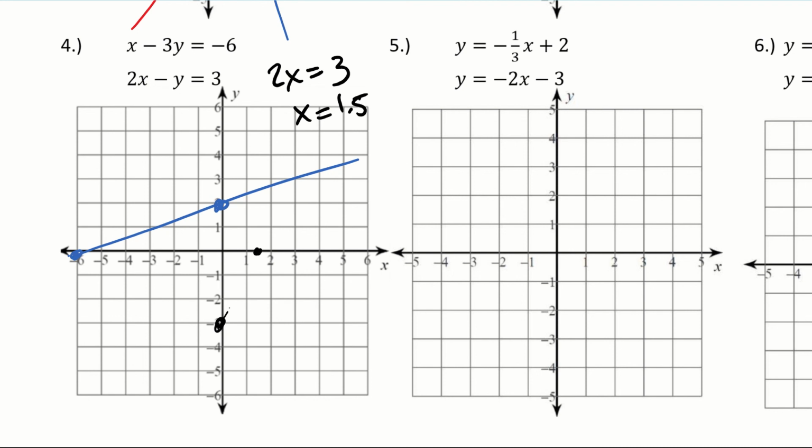When we draw that, since the other line is different, we have a completely different intersection point. So that is going to be 3, 3.